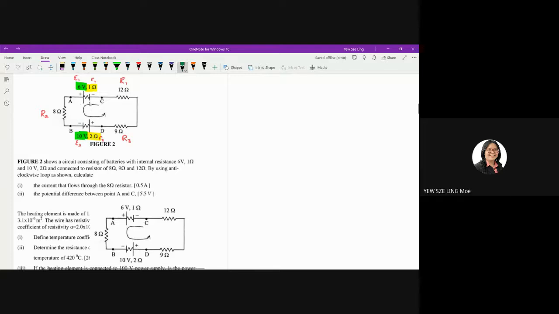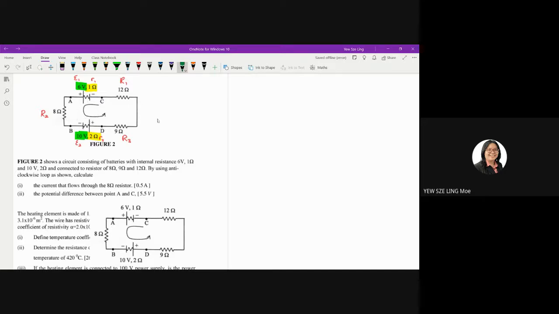But in this question, it's very simple. Why? Because now the positive is being connected to the negative of the other battery. So they are facing towards the same direction. The terminals are not facing toward each other, but they are facing towards the same direction. So in this case, you just follow the direction of the current.